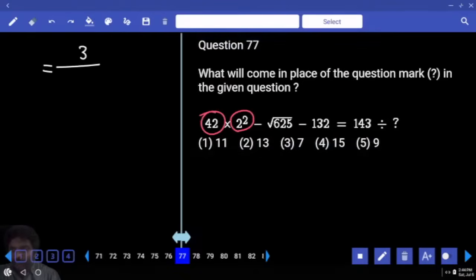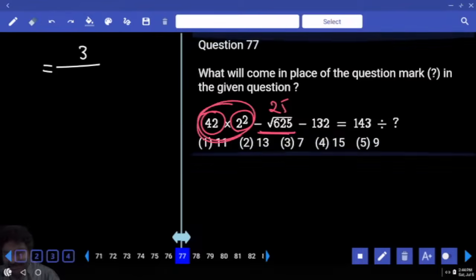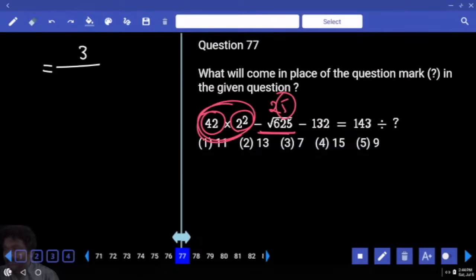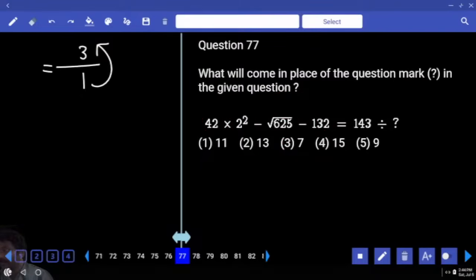4 into 2. This is under root of 625, which is 25, right? What is last digit here? 8. 8 minus 5. 3 minus 2. 1 goes to right hand side denominator. Answer ends with over. Followed?